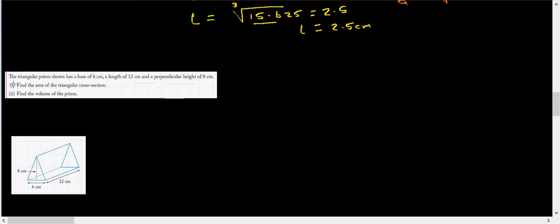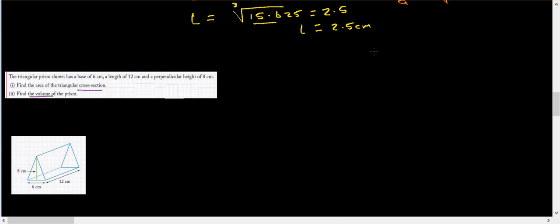So what we have then, we have the triangular prism shown has a base of 6 centimeters and a length of 12 centimeters and a perpendicular height of 8 centimeters. So what you need to do is find the area of the triangular cross section. Okay, so you need to get the area of the triangular cross section, and that's that part, and then find the volume of the prism.